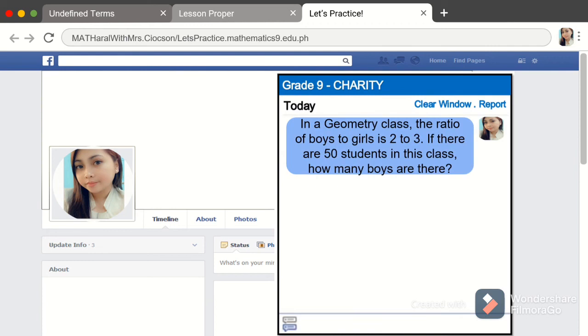In a geometry class, the ratio of boys to girls is 2 to 3. If there are 50 students in this class, how many boys are there? 2 is to 3, so we'll make it 2x and 3x. We have 2x plus 3x is equal to 50, since 50 is the total number of students. Combine like terms, we get 5x is equal to 50.